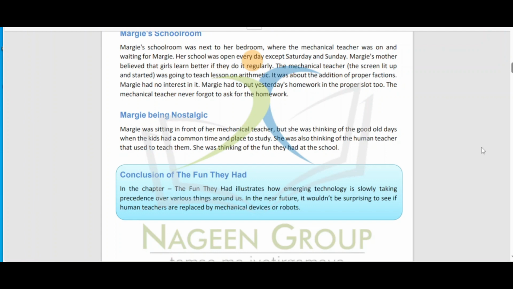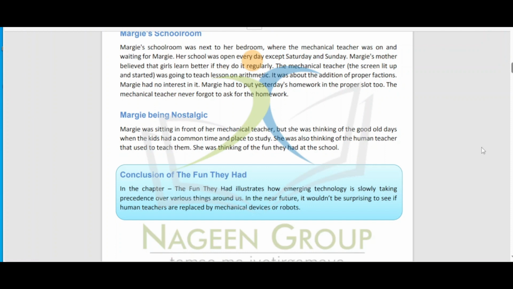So in the near future, it wouldn't be surprising to see human teachers replaced by mechanical devices or robots. We faced the same thing in COVID-19. Everything was on the screen, and they had to learn from the screen only. If it is possible now, what about the near future? We will not be surprised to see human teachers replaced by mechanical devices or robots.